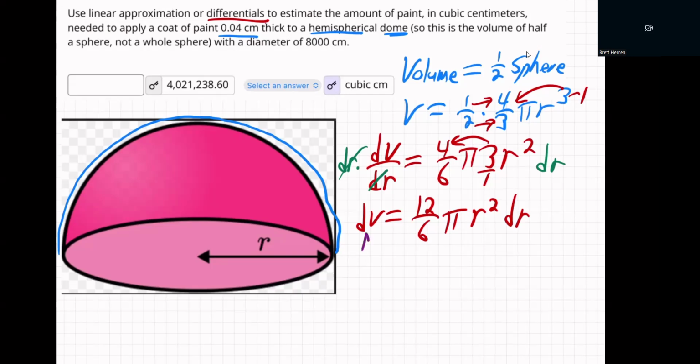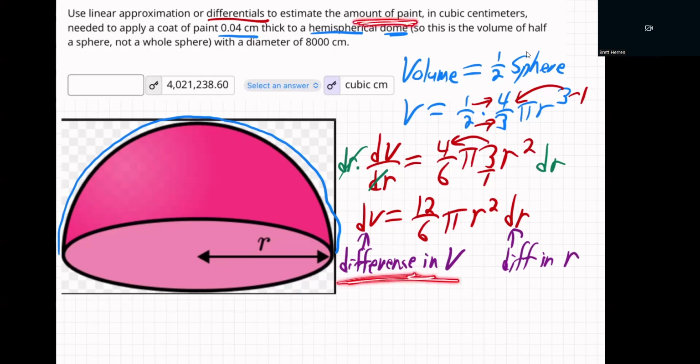So let's be clear what this is. What is dV? The difference in volume, and dr is the difference in radius. We want to know the difference in volume, like how much volume of paint, in cubic centimeters. That's what we want to know. When we added this layer of paint, it changed the overall volume, and that added volume is all paint. So the change in volume is how much paint. So we've got to plug in. This is just a 2 pi.